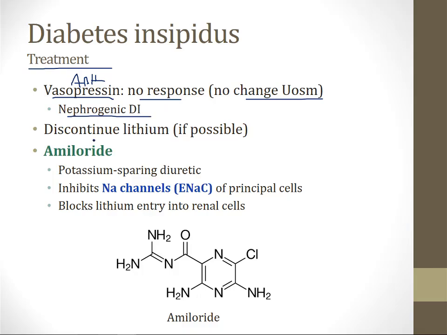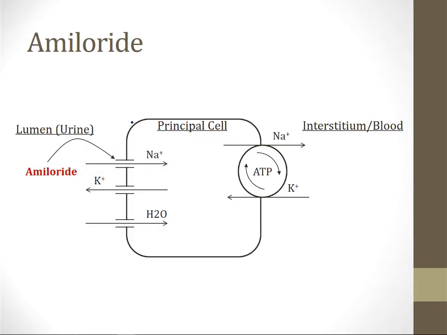The ideal treatment is to discontinue the lithium, but this is not always possible. Some patients with bipolar disorder really need the drug. And in those cases, you can use a diuretic called amiloride. Amiloride is a potassium-sparing diuretic, and it inhibits sodium channels in principal cells in the collecting duct called ENaC channels. And when these channels are inhibited, lithium entry into kidney cells is blocked, so the drug is not able to cause toxicity.